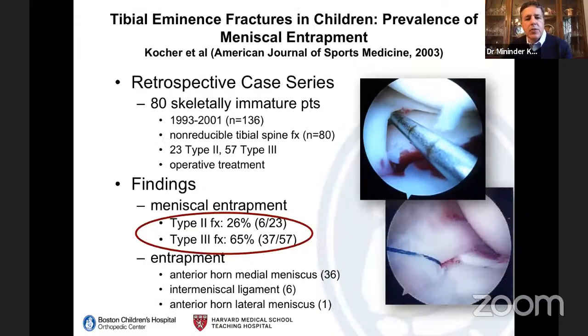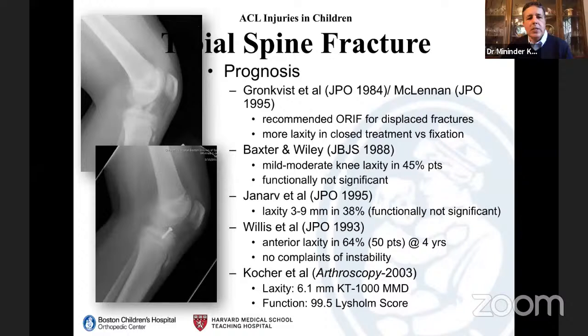We published this retrospective case series of 80 patients, type 2 and type 3 tibial spine fractures treated operatively, and we found it was relatively common. So a quarter of the type 2 fractures, these are the hinged displaced fractures, had entrapment, and 2/3 of the type 3, the completely displaced fractures, had entrapment. And what was entrapped was most commonly the anterior horn of the medial meniscus or the intermeniscal ligament. So the lesson here is to have a high index of suspicion for entrapment of the meniscus.